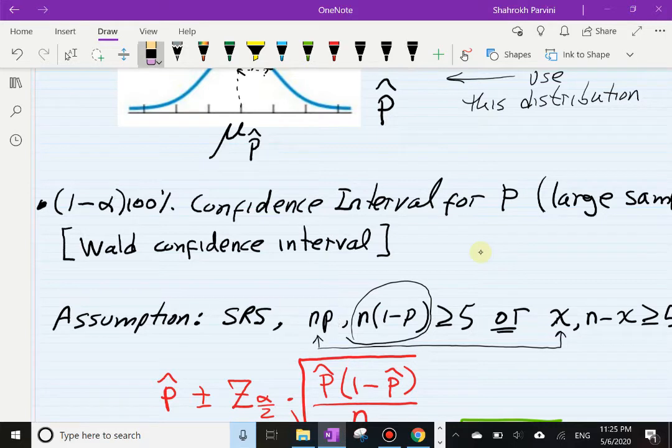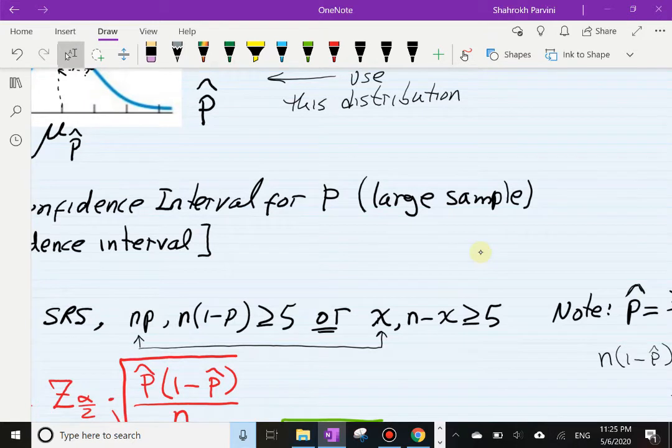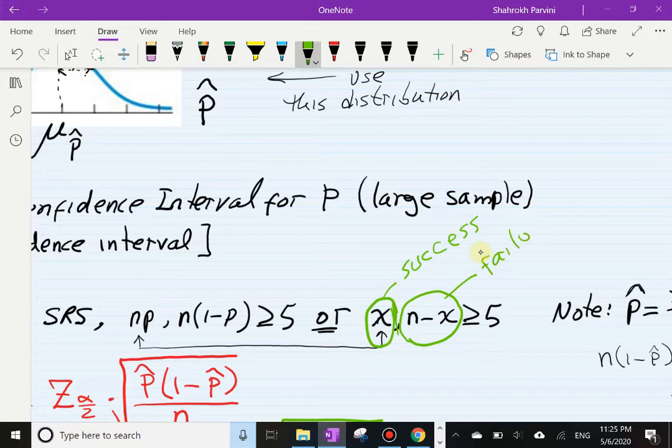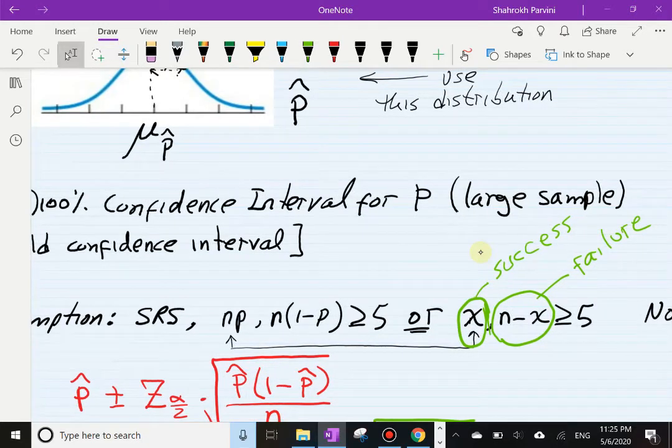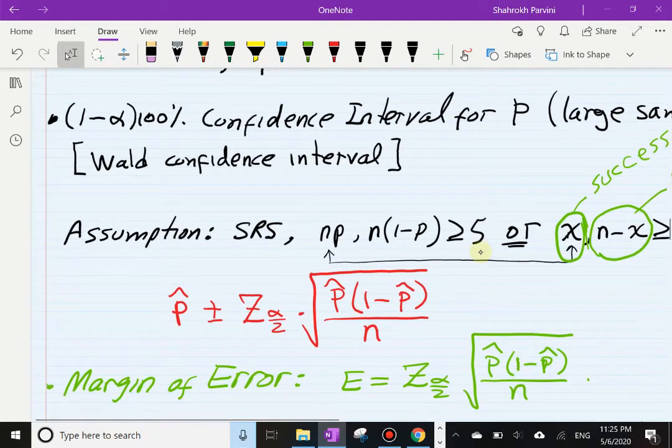Or instead of looking at np and n times 1 minus p, you simply look at the number of successes and number of failures. That's what that is, right? x, the number of items having the characteristic, is going to be our success. n minus x is going to be the number of failures, right? Both of those must be at least 5. Sometimes it's easier to just look at those two numbers as successes and failures rather than np. However you do it, there you go.